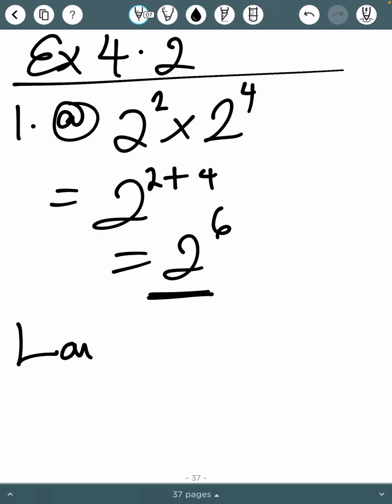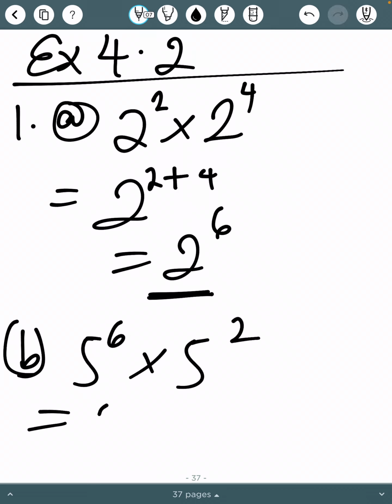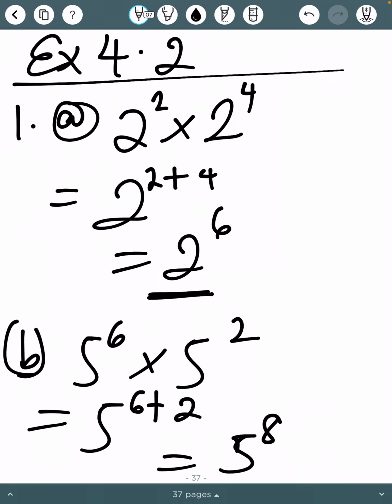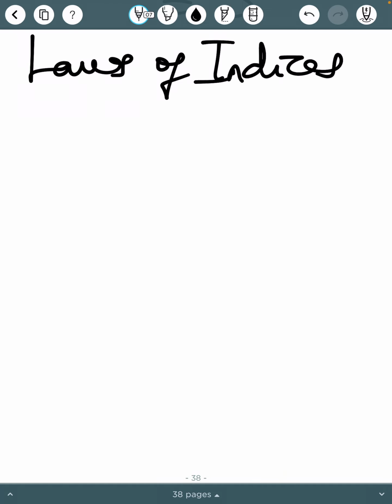I think before I continue, I'll just do a few first, then I'll state the laws of indices. 5 raised to power 6 times 5 raised to power 2 will give me 5 raised to power 6 plus 2, and that will give me 5 raised to power 8. That's how we use some basic laws of indices. Let's quickly state the laws here before we continue. The laws of indices are just about 5 or 6 mainly.